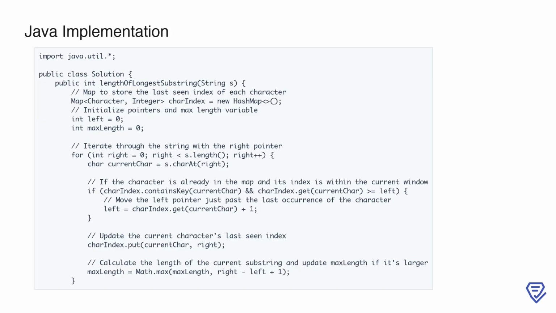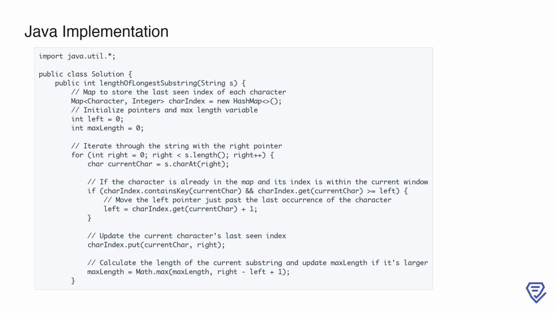Now, as we begin iterating through the string, we use the right pointer to access each character. If the current character already exists in our map and its last seen index is within the bounds of the current window, we move the left pointer just past the last occurrence of that character.